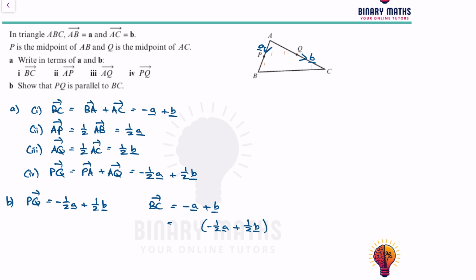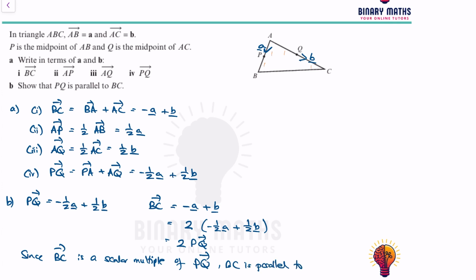What do we need to do to this to make it B to C? We obviously need to times it by 2. If we times it by 2 and expand it, we get the first line, which is 2 lots of P to Q. Since B to C is a scalar multiple of P to Q, BC is parallel to PQ and vice versa.